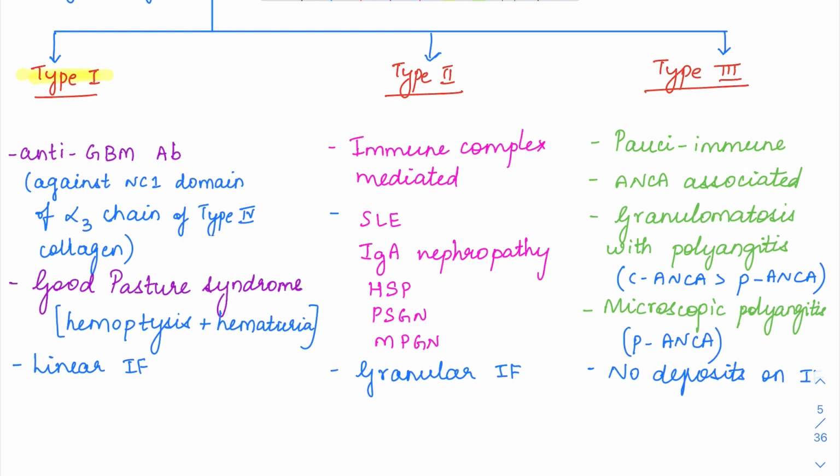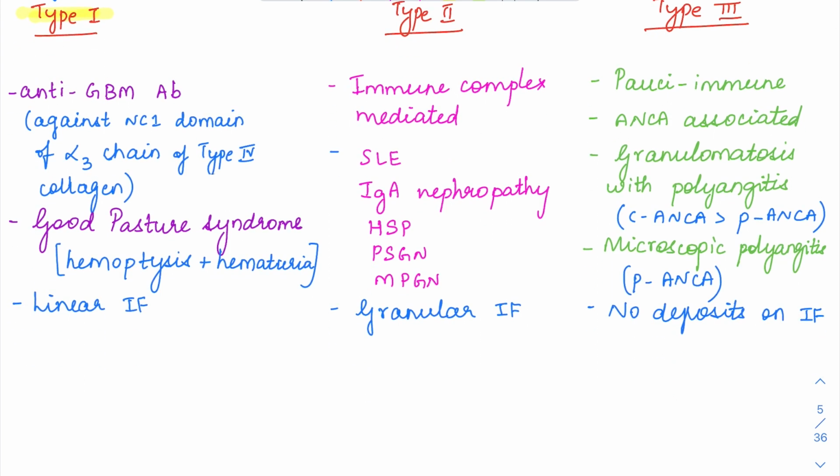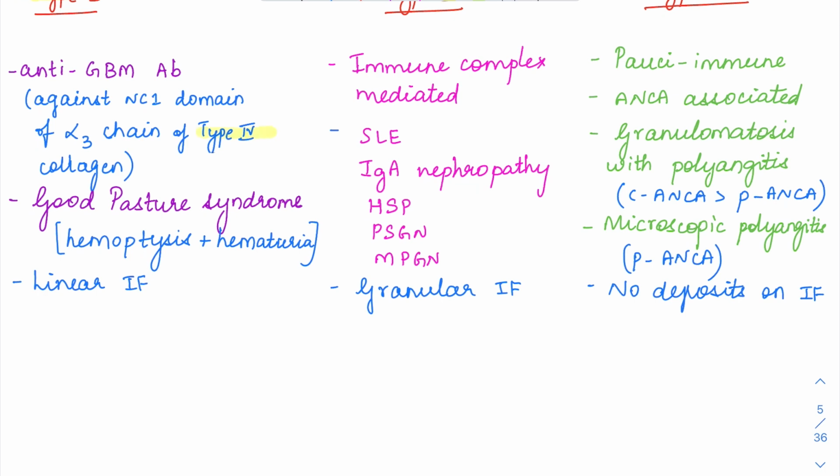In type 1, an antibody is formed against the glomerular basement membrane. This antibody is going to be directed against type 4 collagen. The glomerular basement membrane contains type 4 collagen, and any basement membrane will contain type 4 collagen. Against this type 4 collagen, the alpha 3 chain and non-collagenous 1 domain, that is the NC1 domain of the alpha 3 chain of type 4 collagen, antibodies are going to be developed. These antibodies can also be directed against the basement membrane of the lung alveoli. So the glomerular basement membrane and the lung alveolar basement membrane are going to be affected by these autoantibodies.